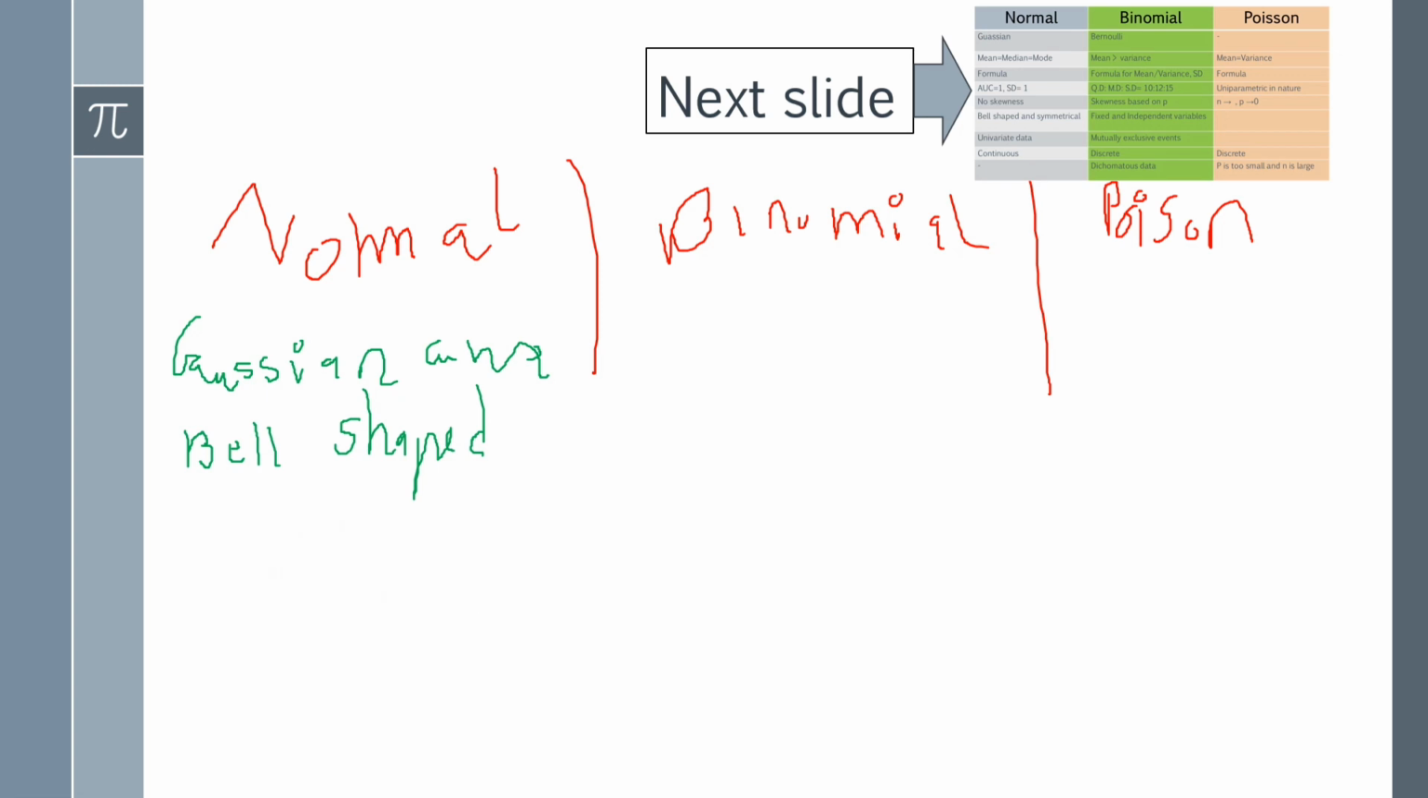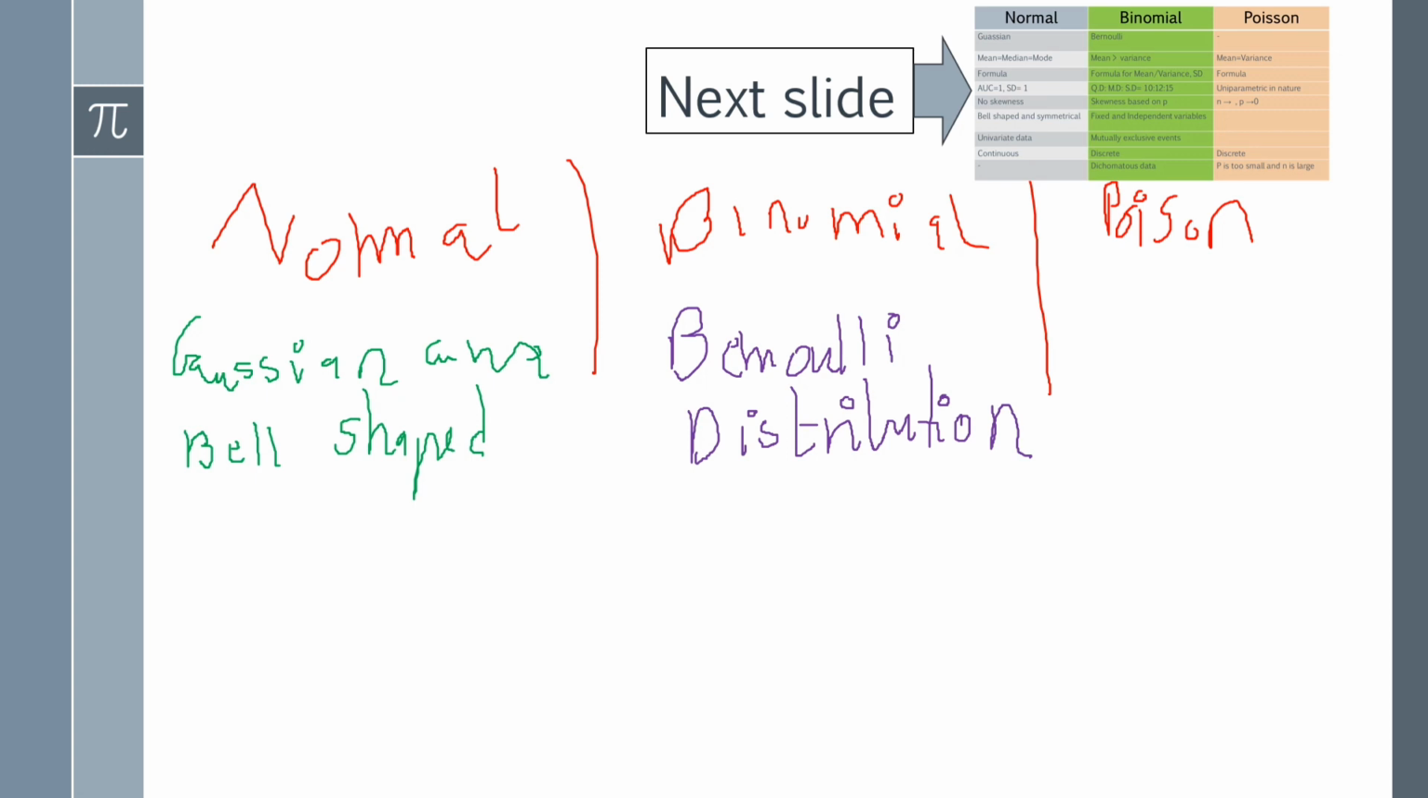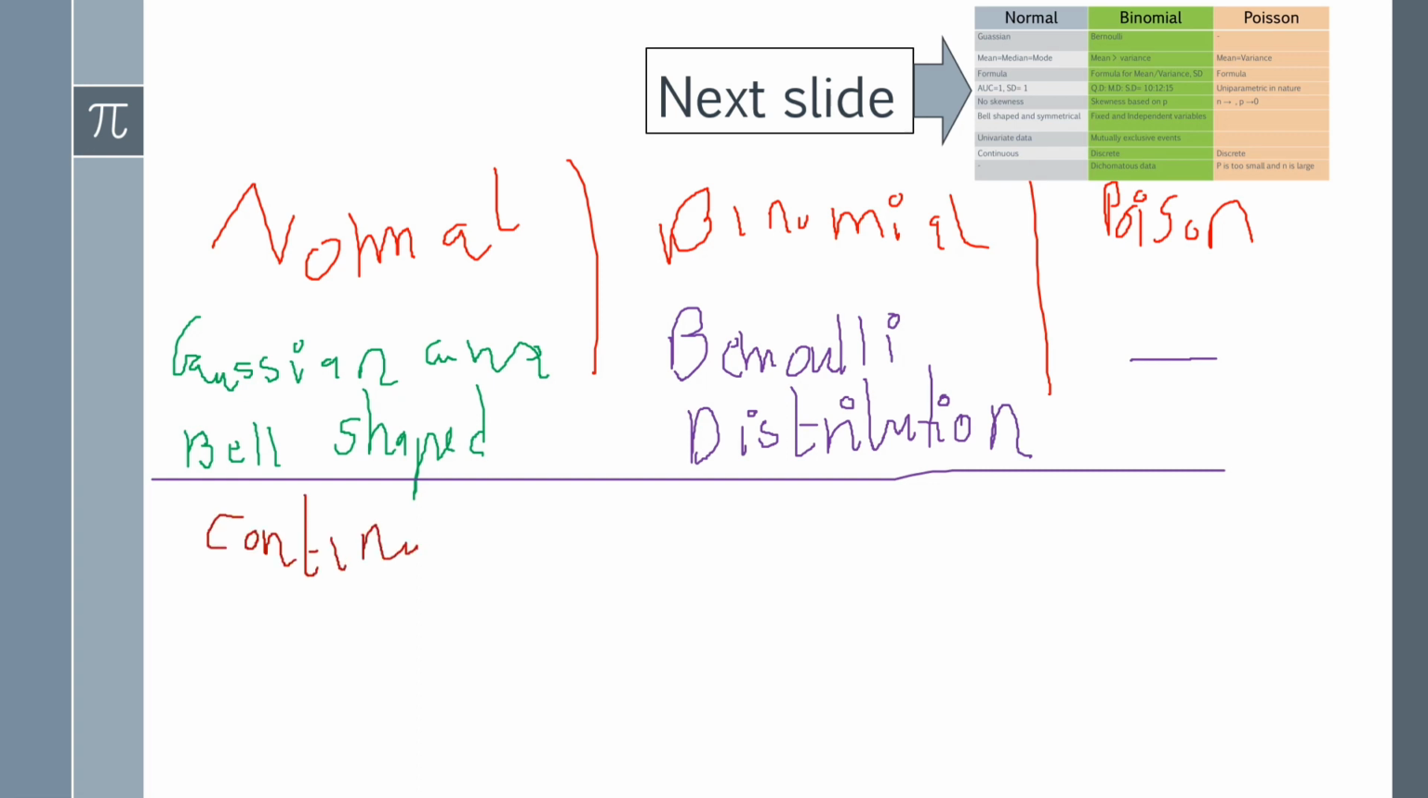The binomial distribution is very famous as Bernoulli's distribution. So in the exam, the question could be asked as: give an example of binomial or Bernoulli's distribution, or write a short note on Bernoulli's distribution. Poisson as such doesn't have a synonymous name. The next point is that normal distribution is always used for continuous data, while binomial and Poisson are both used for discrete data.